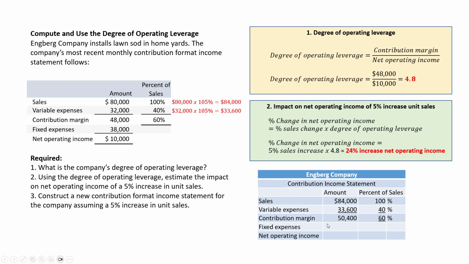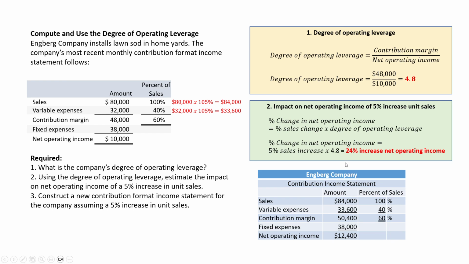What about the new calculation for fixed expenses? Is that also going to increase by 5%? Nope, we're going to stick with the normal rule of fixed expenses that they don't change unless something else is changing that we're not aware of. Fixed expenses aren't expected to change in total if just the sales level is changing. So they're going to remain at 38,000 just like at our 80,000 sales level. 38,000 in fixed expenses subtracted from the contribution margin of 50,400 means our new net operating income is 12,400.